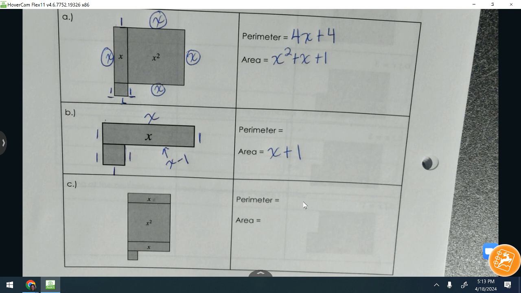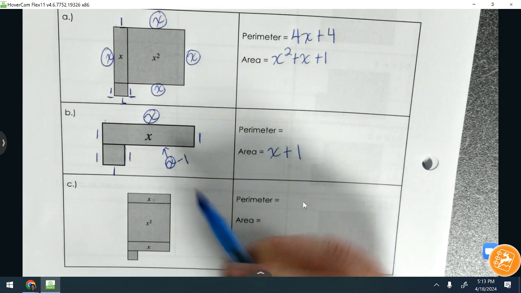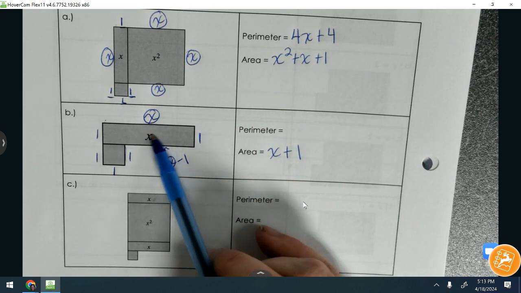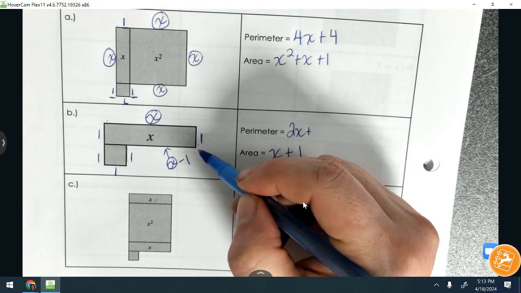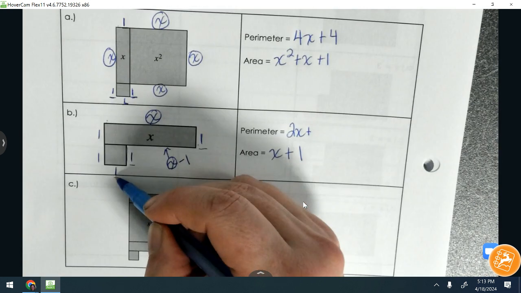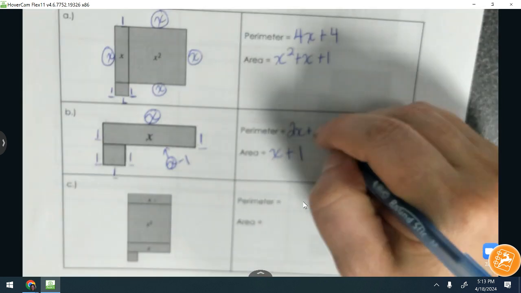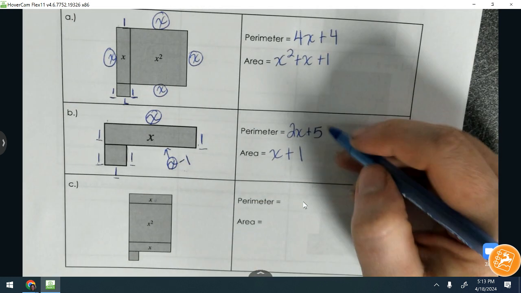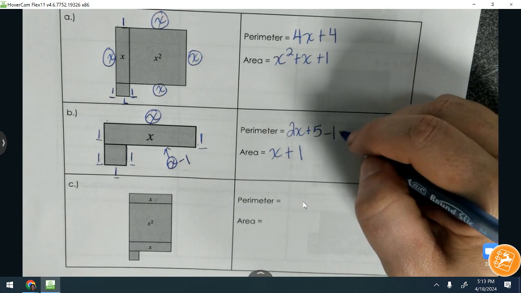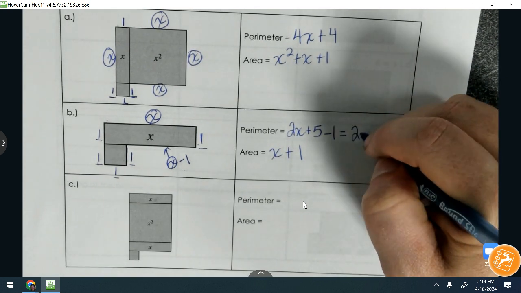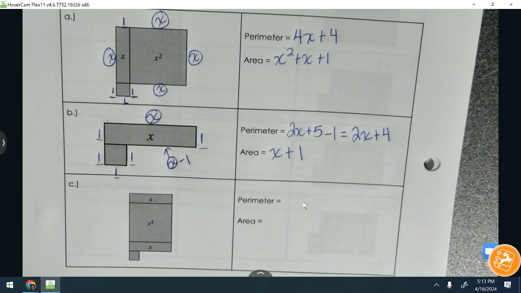Now I'm going to combine like terms. I have 1x and 2x. Don't do this one. It's on the inside. That's area. So we have 2x plus, I have 1, 2, 3, 4, 5, plus 5, but don't forget about that guy, minus 1. Now I'm going to combine like terms again. I have 2x plus 4. That's my final answer for the perimeter.